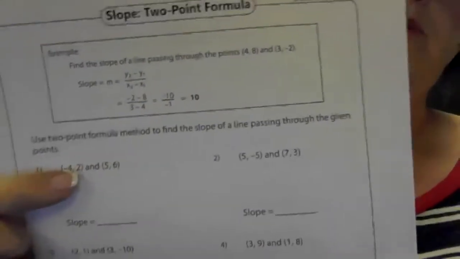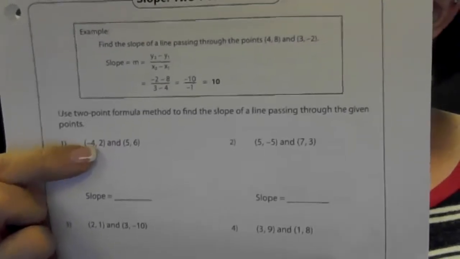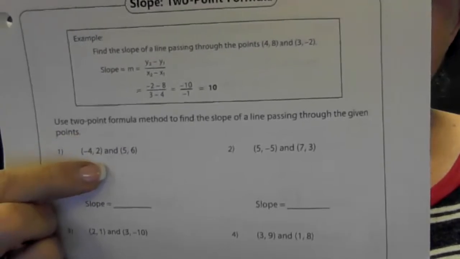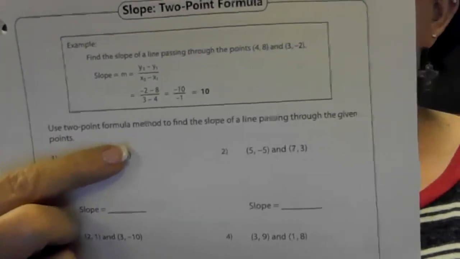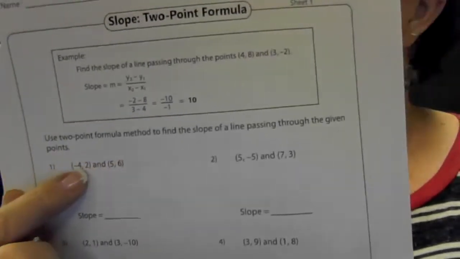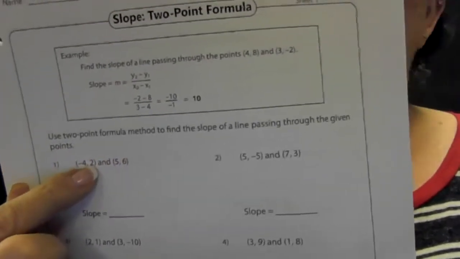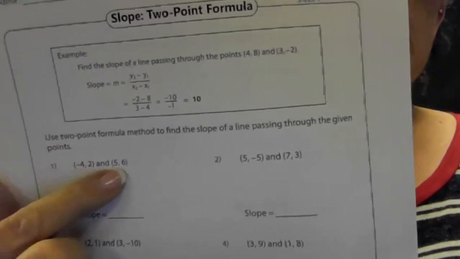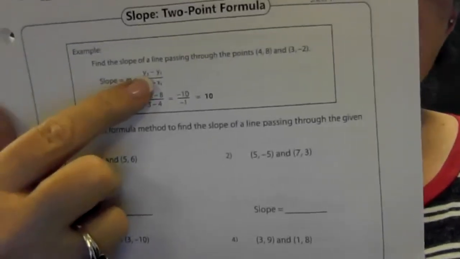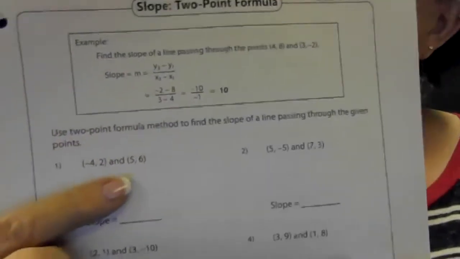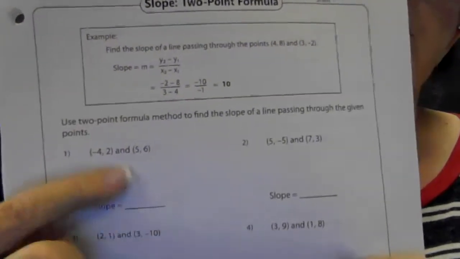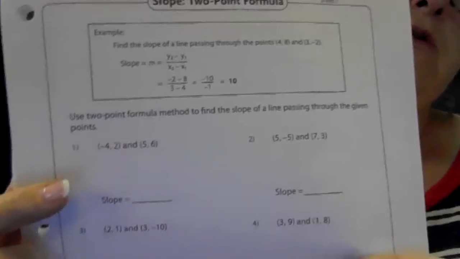And all you do here on number 1 is above the -4, we're going to write an X. Above the 2, we're going to write a Y. Above the 5, we're going to write an X, and the 6 is a Y. And then number these, the ones. -4 and 2 will be the X1, Y1. 5 and 6 will be the X2, Y2. Plug them in the formula, do your math, and simplify the fraction. And that's what you'll find is the slope of the line that goes through these 2 points on the graph.